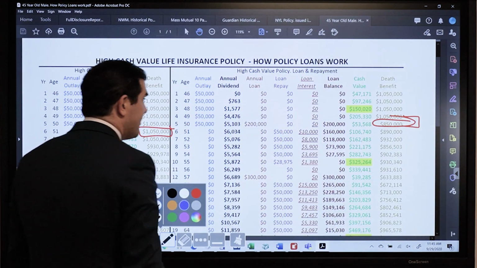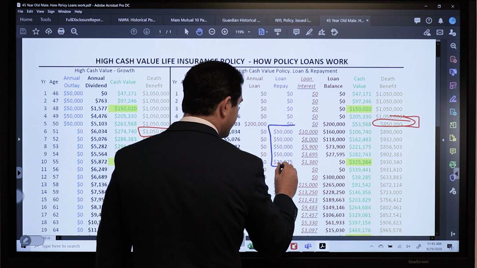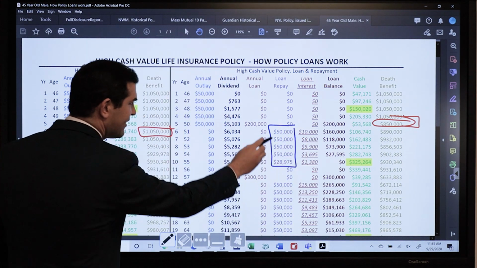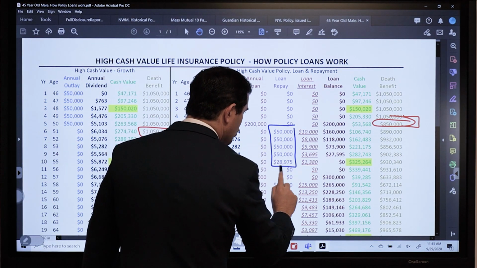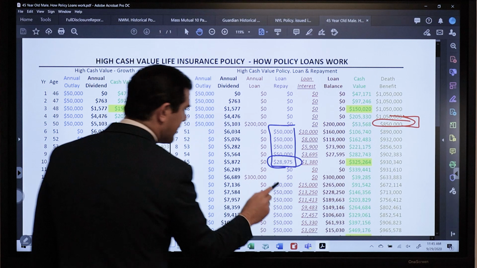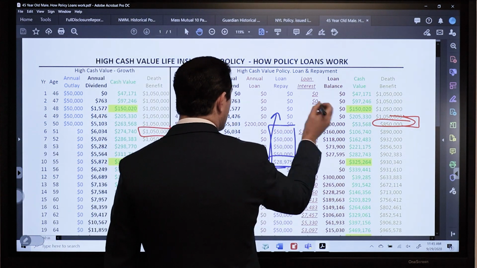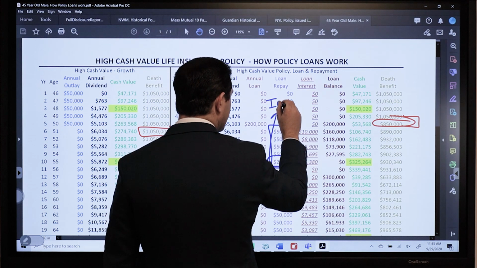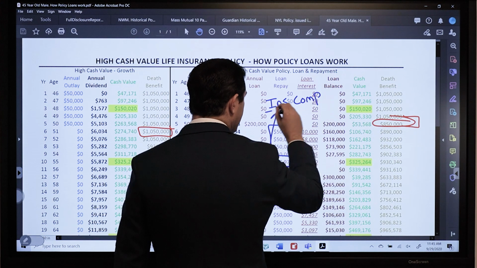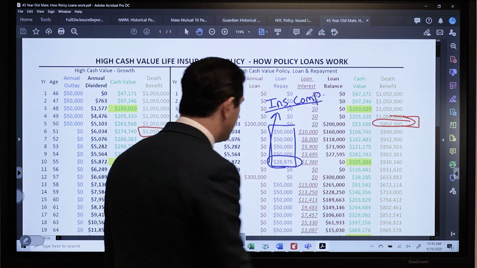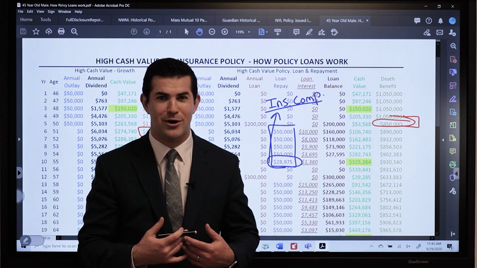Now, as I repay the loan here, so we repay it at $50,000 per year. If we tally up those payments, we see that we paid back just about $229,000. That additional $28,975 was interest that did go to the insurance company. So if we stop here, this concept makes zero sense because I'm paying interest on my own money.